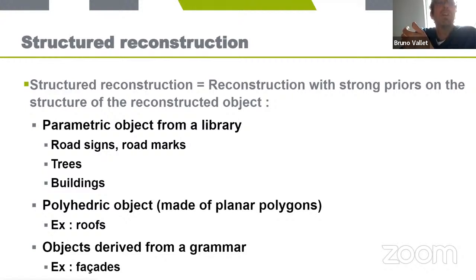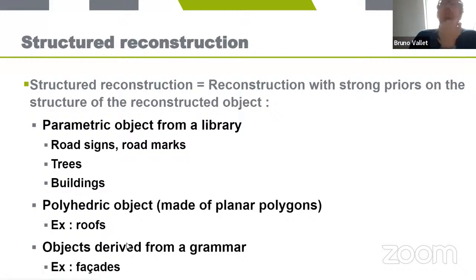In general, you want to reconstruct objects that have a high level of structure. For instance, parametric objects from a library, such as road signs or road marks, are highly structured geometrically, or you may want to reconstruct trees or buildings from a library. Or you may have very strong geometric priors, like you want to reconstruct a polyhedric object, which is an object that is made of planar polygons. That's a prior that you often have on roofs. Roofs often have polyhedric shapes.